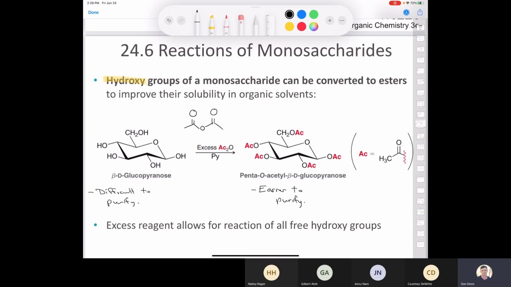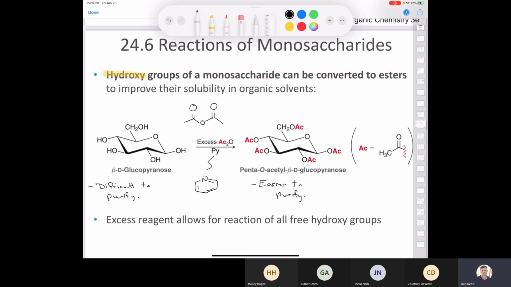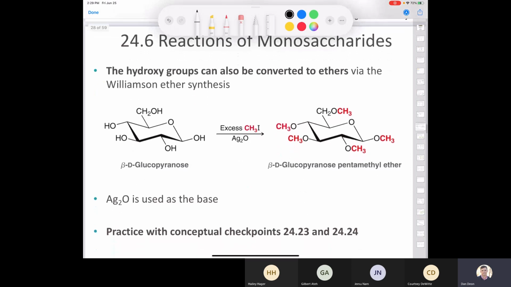Much easier. Okay, and so in order to do that, we just use excess of acetic anhydride, and then we use pyridine. So keep in mind that pyridine is a 6-membered ring that has a nitrogen in it, and it's an aromatic compound. So acetylation, it doesn't say that word here, but basically putting all these acetyl groups on the hydroxyls, all these alcohols on our pyranose ring, and we get something that's easier to purify.